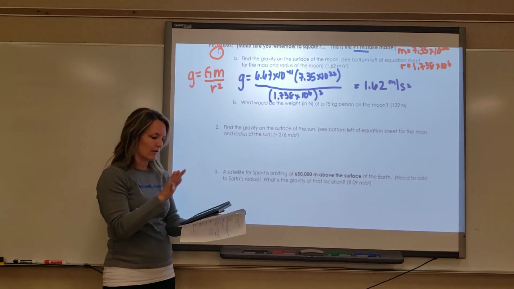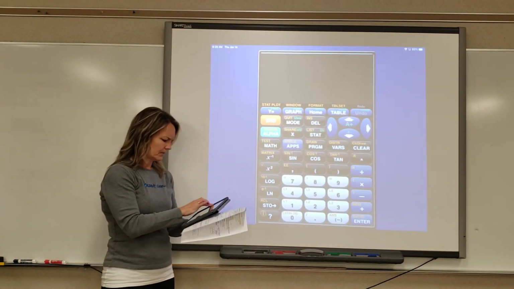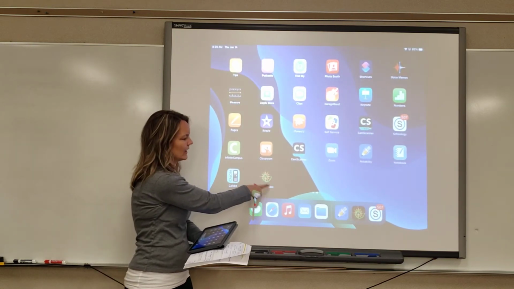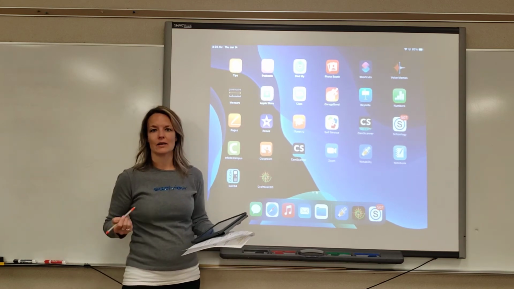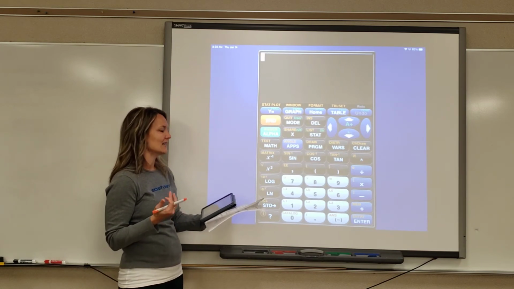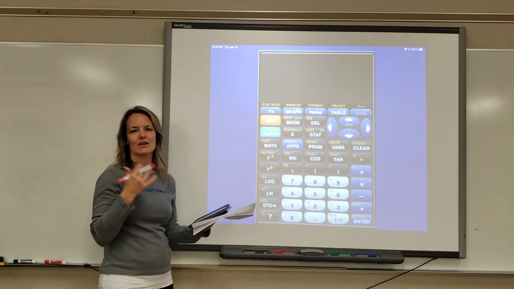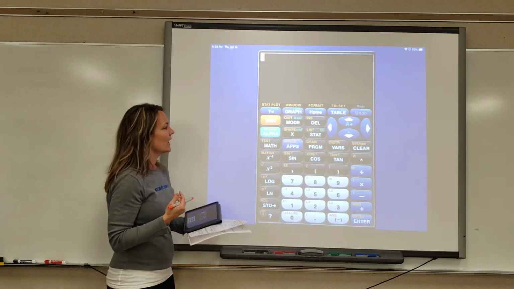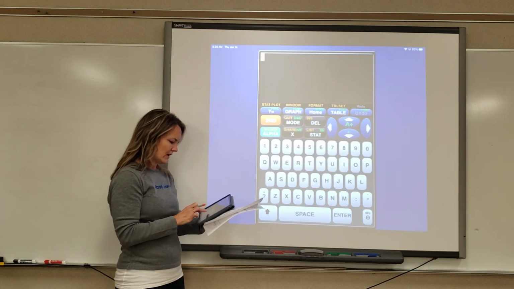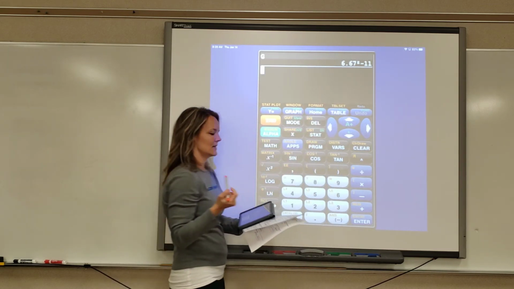I'm going to pull up the calculator real quick, and this is the TI-83 graphing calculator. If you don't have a graphing calculator, I highly suggest that you go to self-service and grab one out of there, and then you can use that for all of these. I did already store G in there, so I'm going to hit alpha G, and then enter, and I already stored 6.67 times 10 to the negative 11.